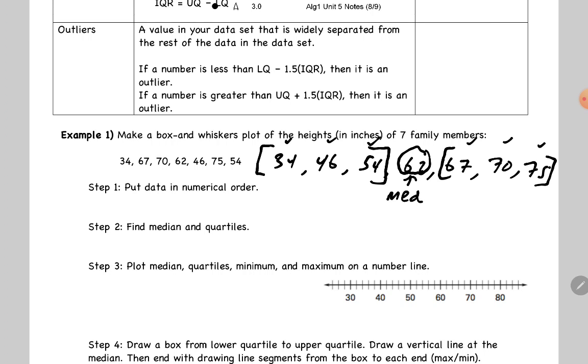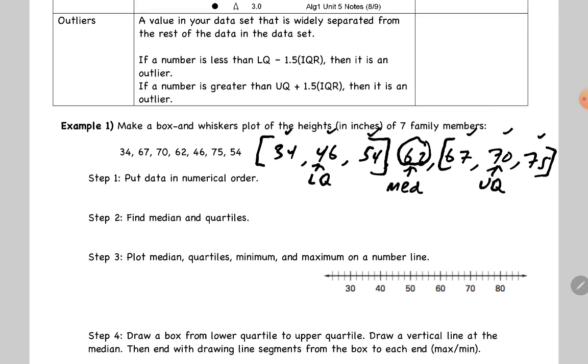The lower quartile, also known as LQ or Q1, is the middle of the lower half. So 34, 46, 54, the one in the middle is 46. The upper quartile is the same thing, but it's for the upper half. It's the middle of the upper half of the data. Okay, so there's my lower quartile, median, and upper quartile.